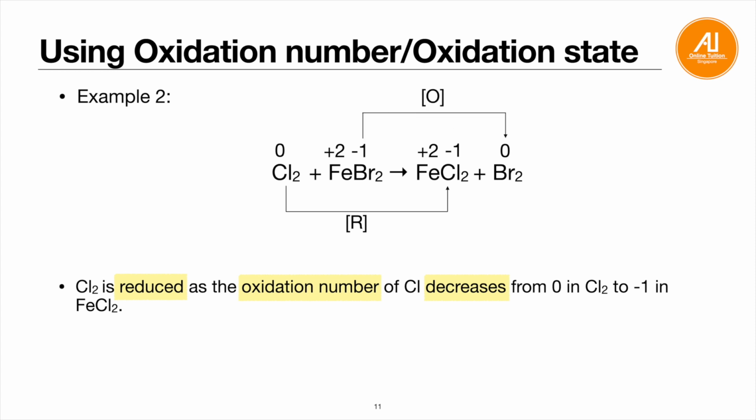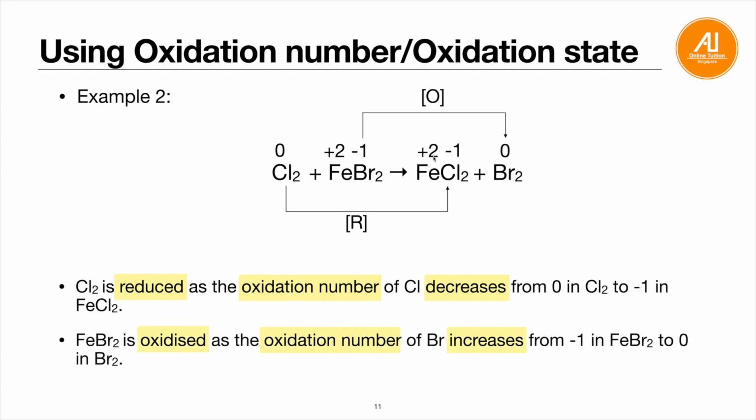So let's look at the statement. Same thing, this whole compound FeBr2 is oxidized because the oxidation number of bromine increases from minus 1 in FeBr2 to 0 in Br2. So just grab the numbers accordingly, then figure out the template itself.